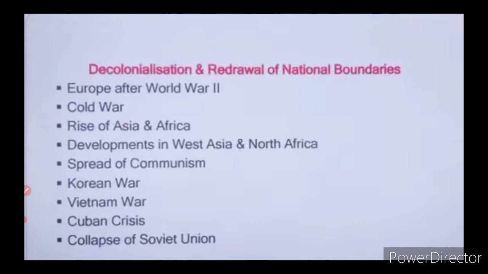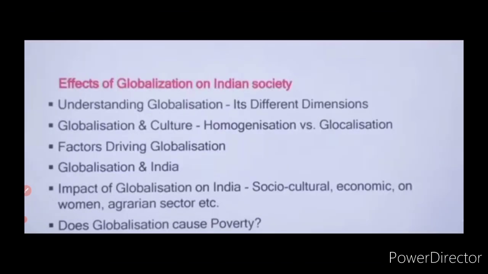So Europe after World War II, because the map and everything was changed after World War II in Europe, like almost most of the things were changed. Cold War, rise of Asia and Africa, and developments in West Asia and North Africa, spread of communism, Korean War, Vietnam War, Cuban crisis, and collapse of Soviet Union. Effects of globalization on Indian society.